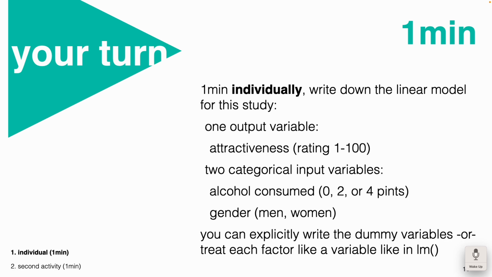You know what? 1 minute, we're going to do this. Write in the linear model for this study. One output variable, which is attractiveness on 1 to 10, which is how much did the participants rate attractiveness, and two categorical input variables. How much alcohol was consumed? 0, 2, or 4 pints. And gender, men or women. You can explicitly write the dummy variables, or you can treat each factor like the variable in LM, the way that we've kind of done up here. Okay, 1 minute, go!